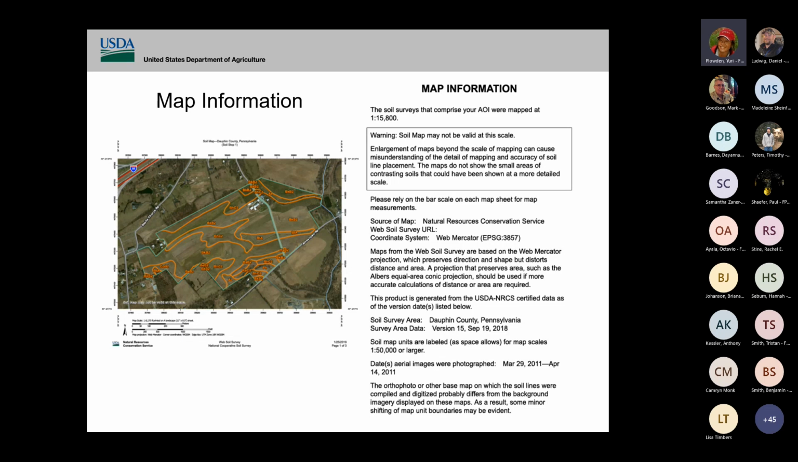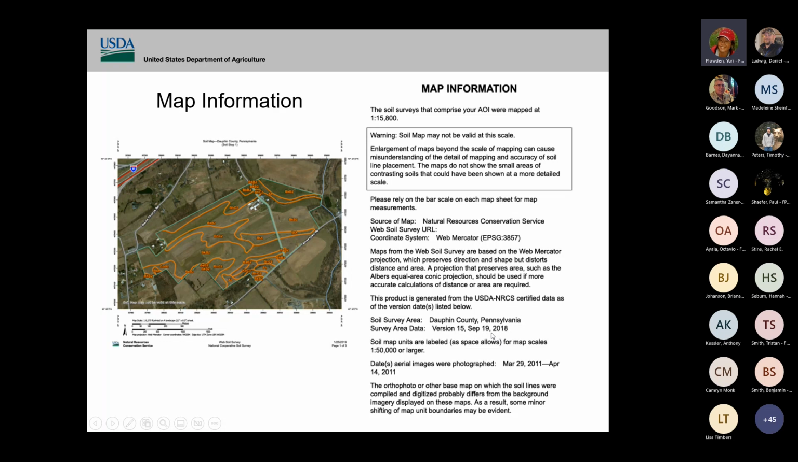But the other information on this map is it tells you the source of the coordinate system. So for you GIS nerds, it tells you that kind of stuff. And it'll give you a warning if you're zoomed in too closely, beyond the scale at which the thing was mapped. And it tells you the version. So under there, it says Soil Survey Area, Dauphin County, Pennsylvania. And then it tells you the version. So this was version 15, and this data was last updated September 19th, 2018.